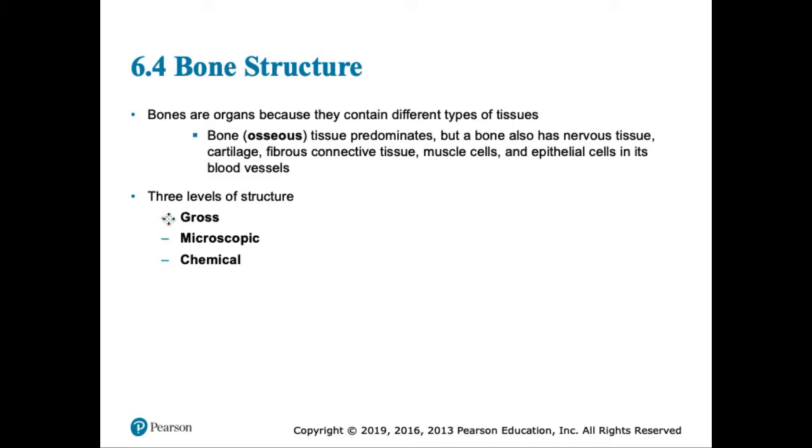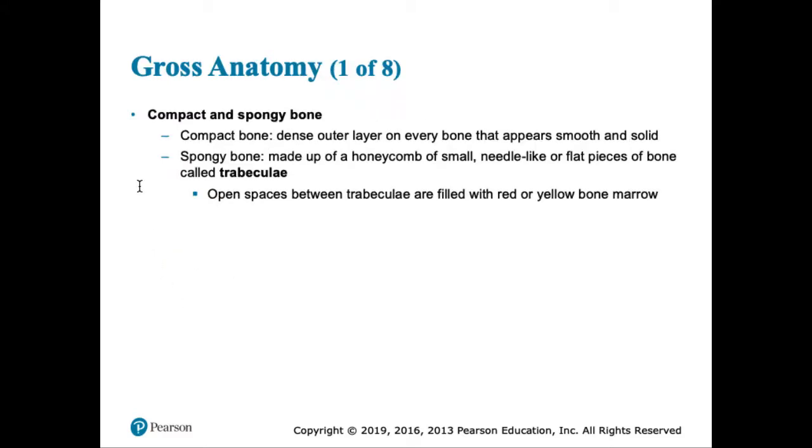There are three levels of structure here: the gross anatomical level, the microscopic, and then the chemical level as well. Thinking of gross anatomy, basically looking at the overall view, compact and spongy bone are some of the things we'll focus on. Compact bone is that dense outer layer on every bone that appears smooth and solid. Then we have spongy bone, on the inside. It's made up of what looks like a honeycomb of small needle-like or flat pieces of bone. We call these trabeculae. The open spaces between the trabeculae are filled with red or yellow bone marrow.